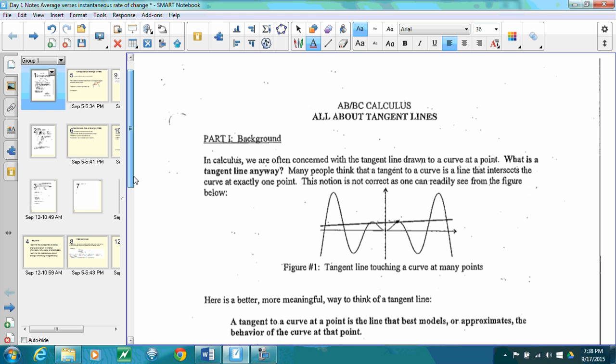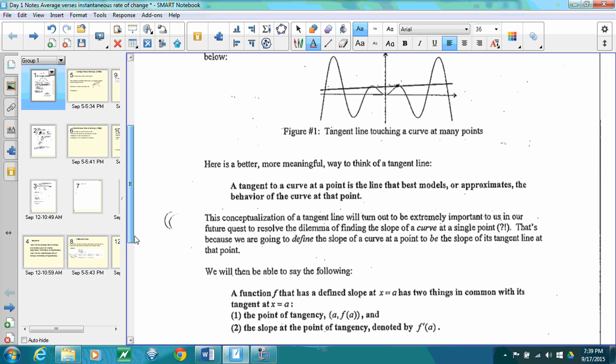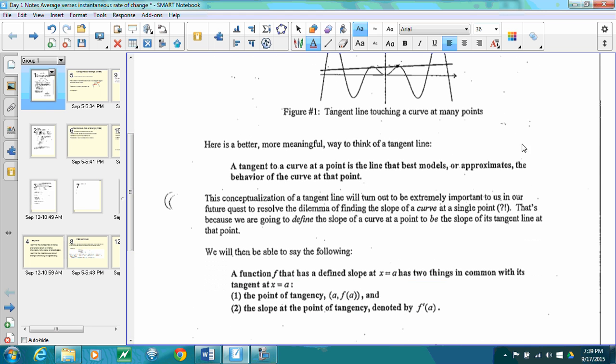The first thing you should do is read through this first page. It talks about what a tangent line is, and you should have talked about tangent lines in geometry, but we're going to do them to curves on a graph. If you look at the graph, the main thing you need to make sure you know is this main definition: a tangent to a curve at a point is a line that best models or approximates the behavior of the curve at that point.